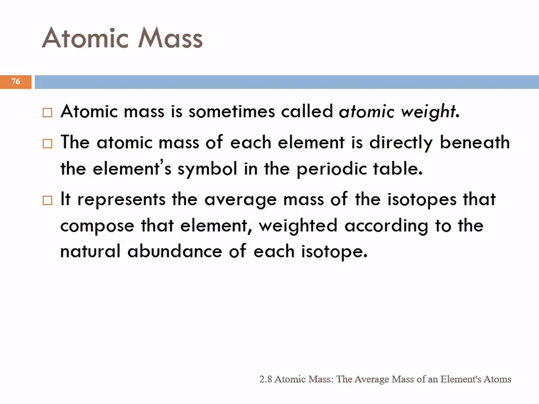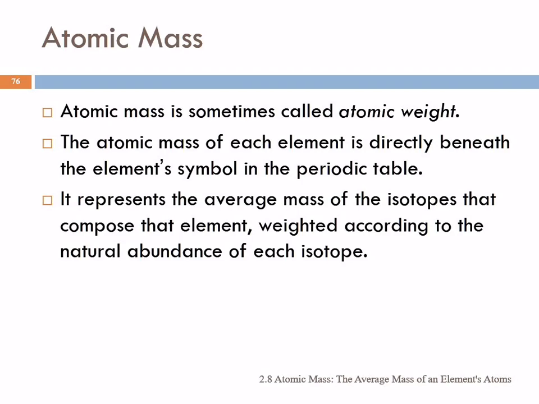Like under cobalt, 58.9332. That's not a nice whole number. That is the average mass of the different isotopes of that element, because each isotope is going to have a slightly different mass. So if you took all the atoms of cobalt and added their masses together and divided them by the total number, that's the mass you would get.